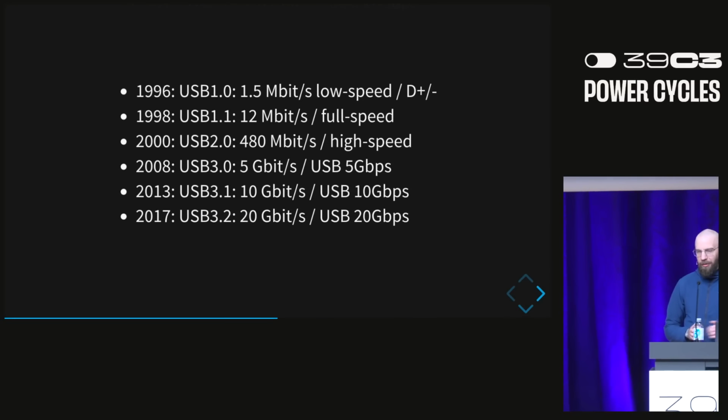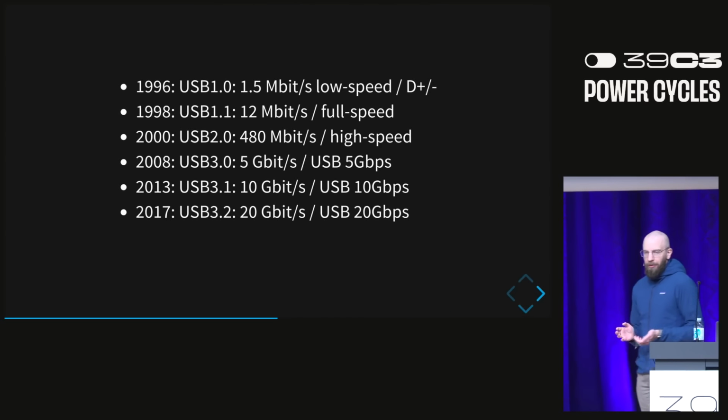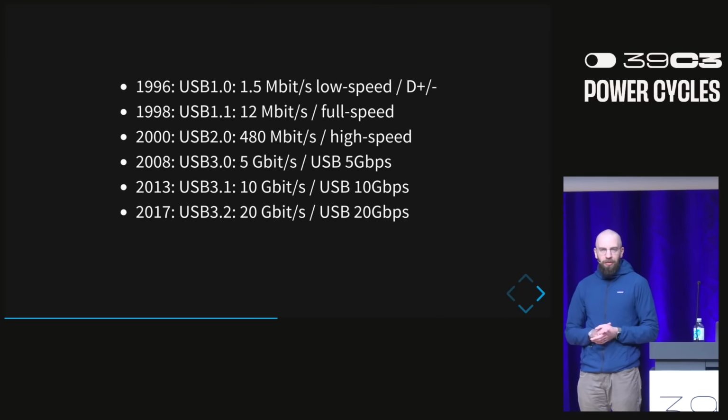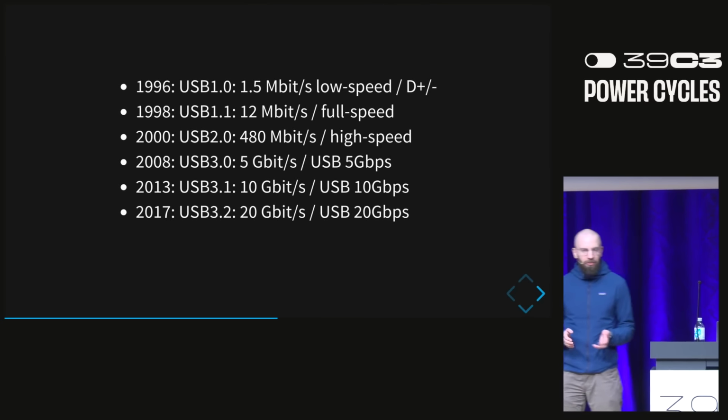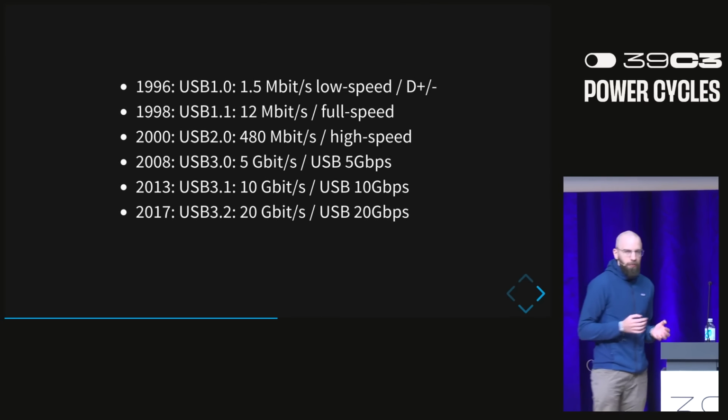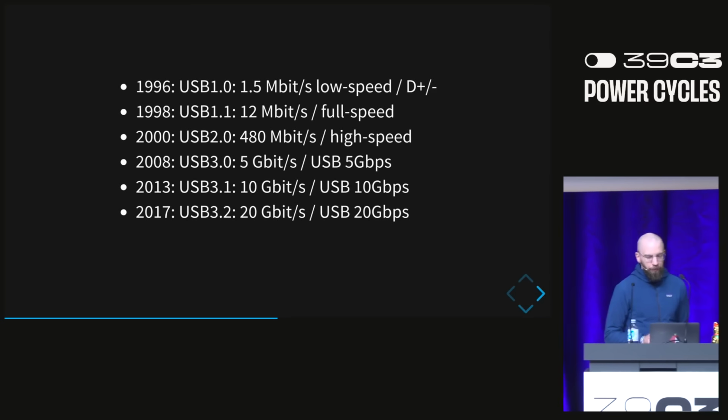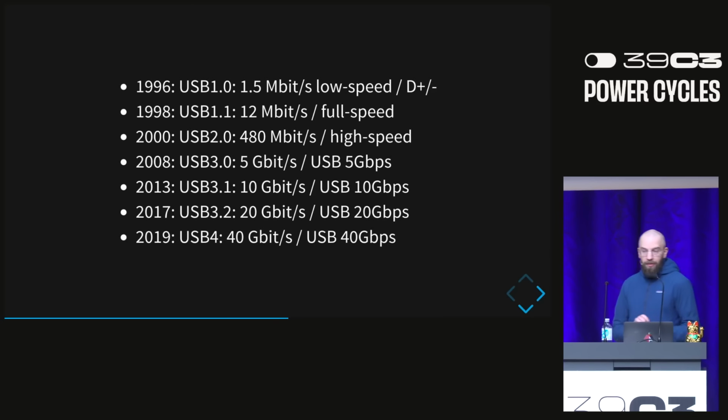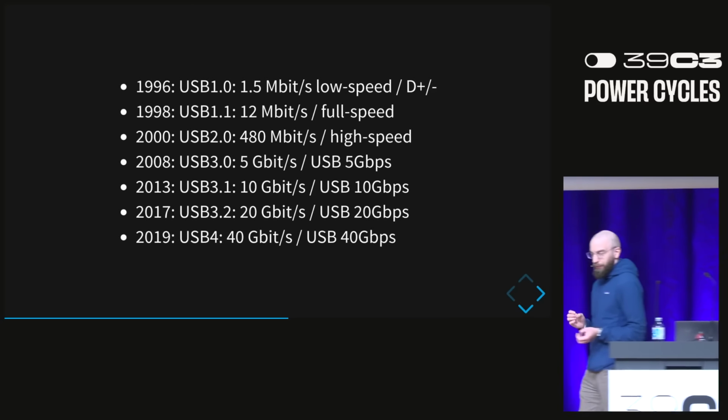And they changed all the names. I mean, not all of them, they kept low, full, and high, but all the others, they just changed the marketing names to essentially just how fast the USB actually is to make this a bit easier. And then in 2019, we got USB 4, which does up to 40 gigabit per second.